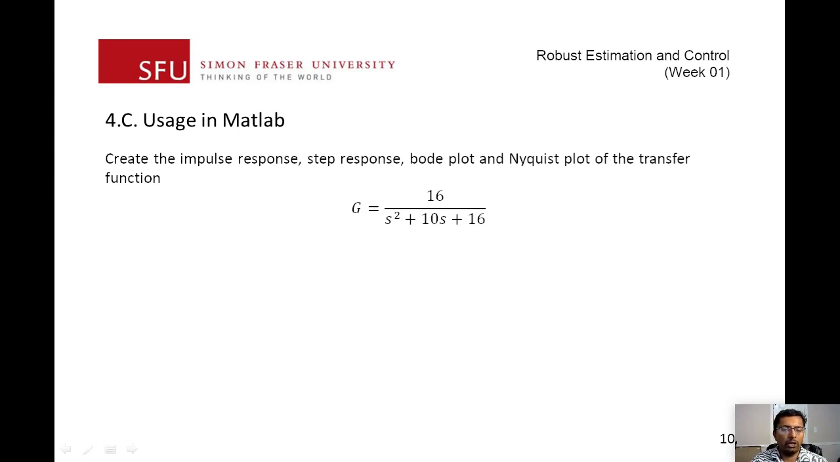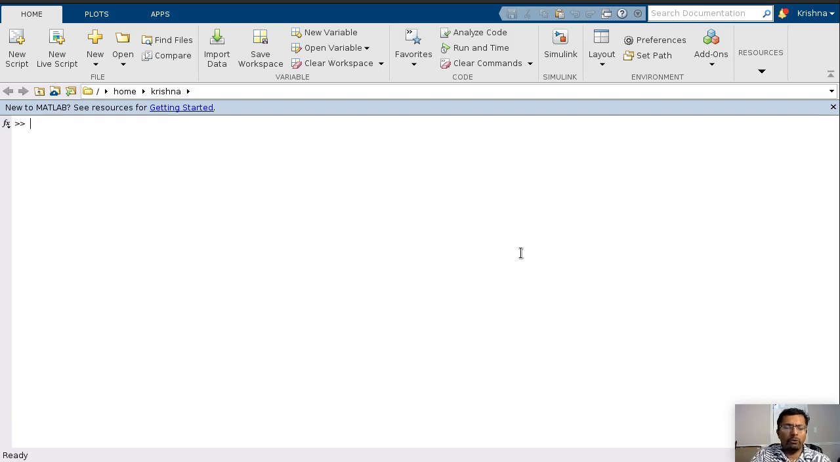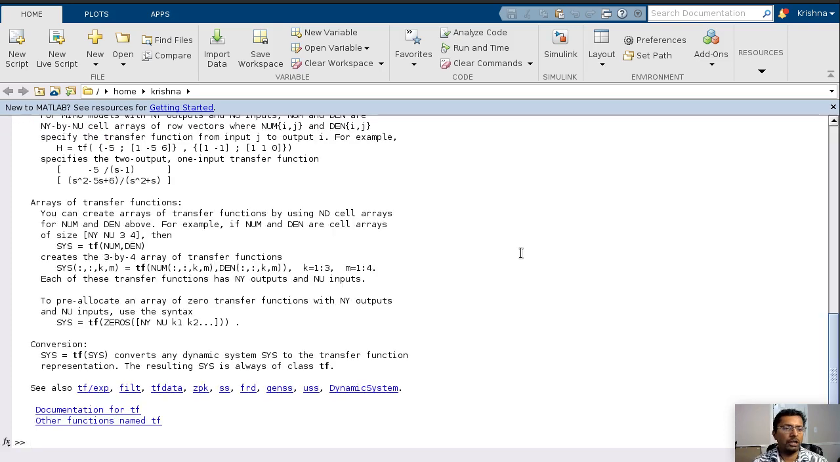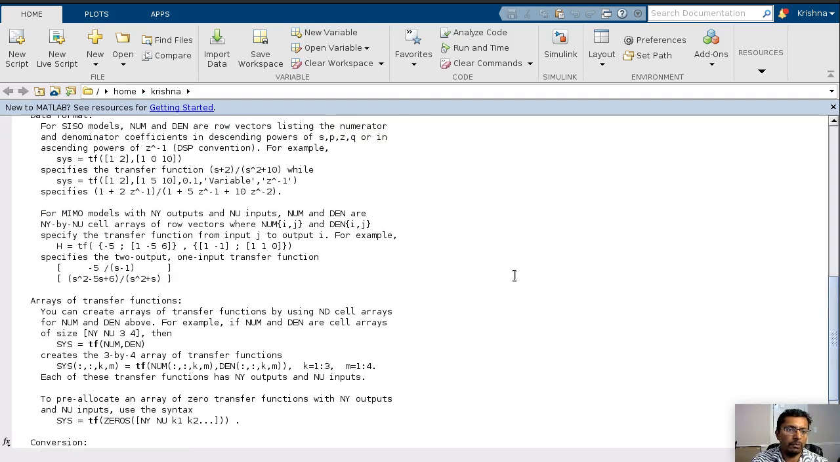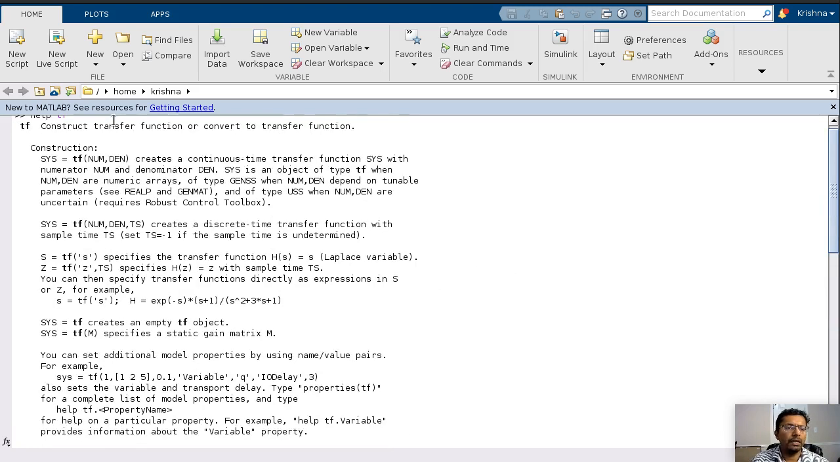I've already opened MATLAB over here. If you want to figure out what things are, we type help and then TF, and it tells you all of the help that is available for this particular function. In particular, how you create this function, how you would use it, and so on. It also gives an example. If we scroll up, one of the ways you would create it is TF and then numerator, comma, denominator. You can also give a sampling time, which creates a discrete time system. We're going to ignore that.